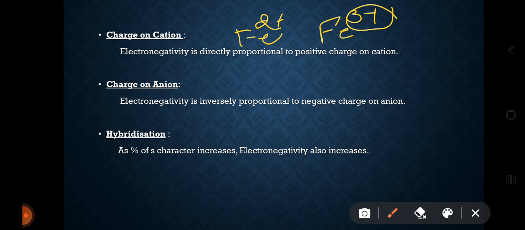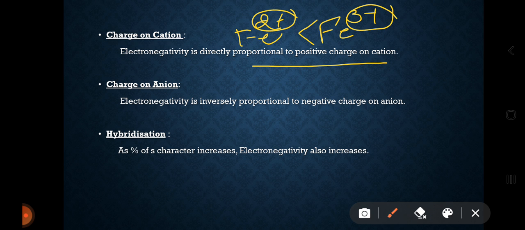This is having 3 positive ions, whereas this is having only 2 positive ions. As I have mentioned in the previous slide, that is about the nuclear charge. As the number of protons, or the atomic number, increases, electronegativity also increases. Here you can find there are 3 positive charges, so it will attract the electron, which has negative charge, very fast. So electronegativity is directly proportional to positive charge on the cation.